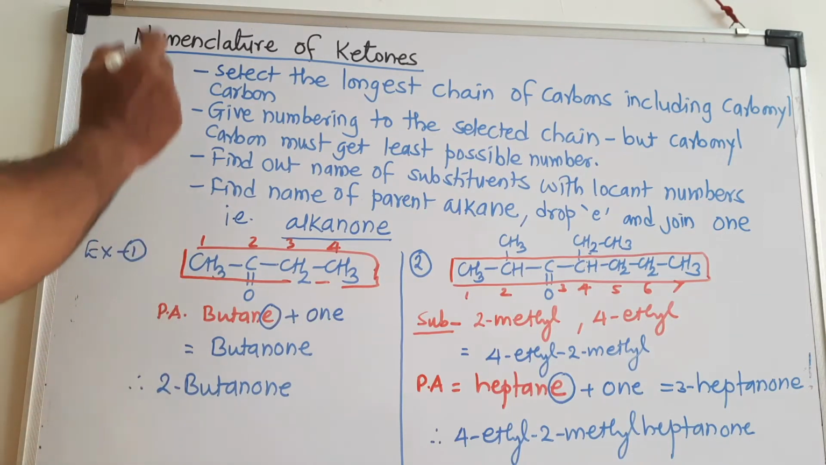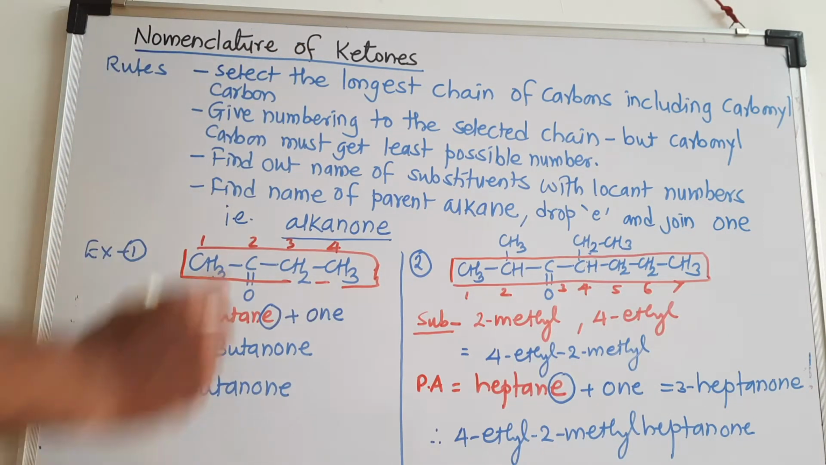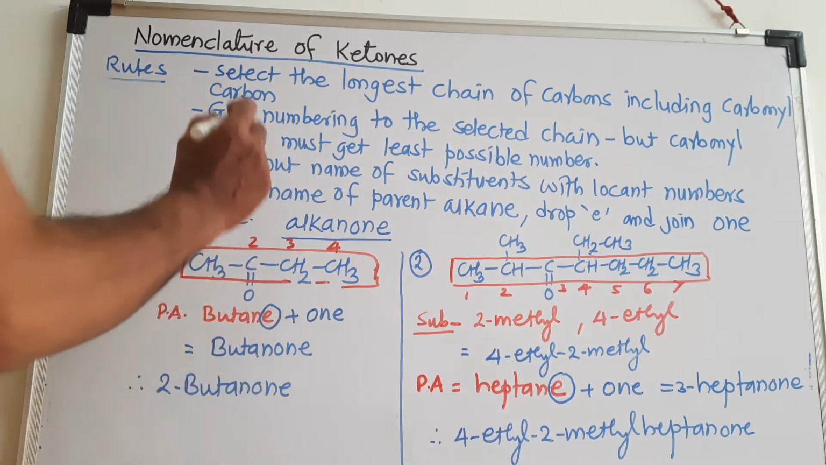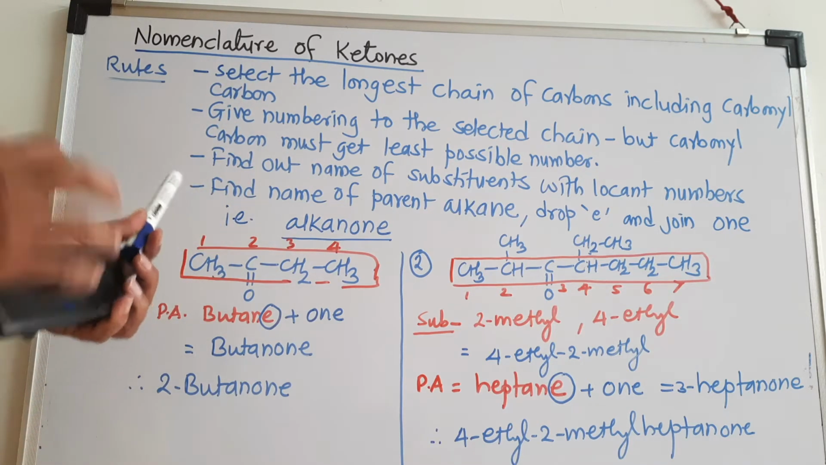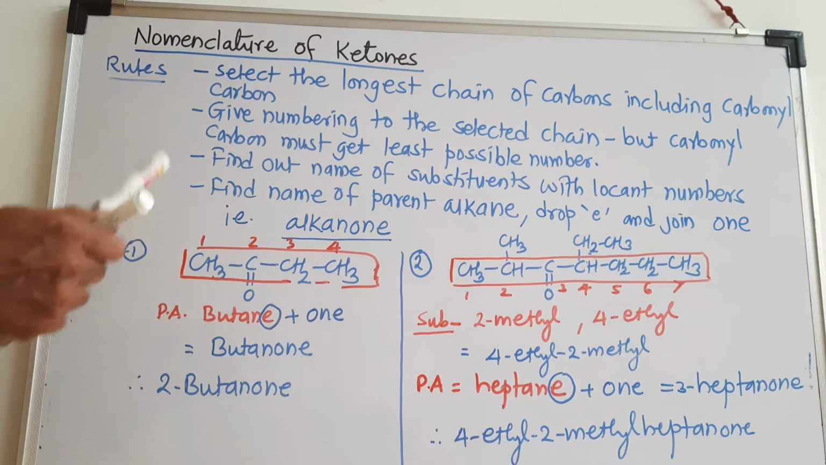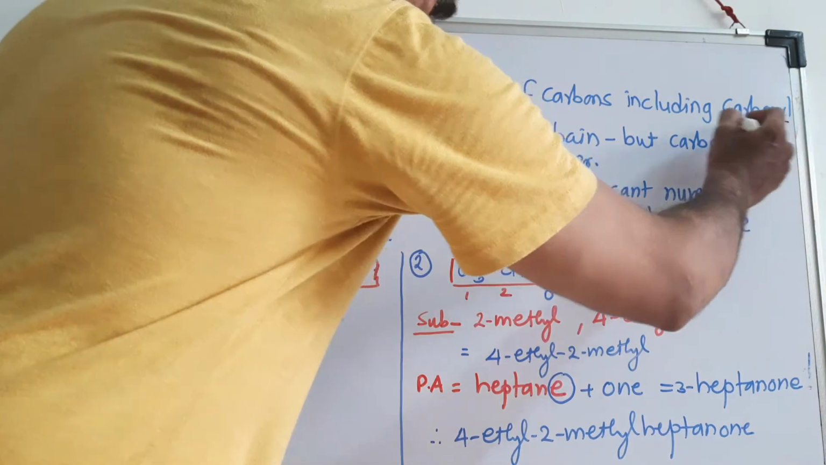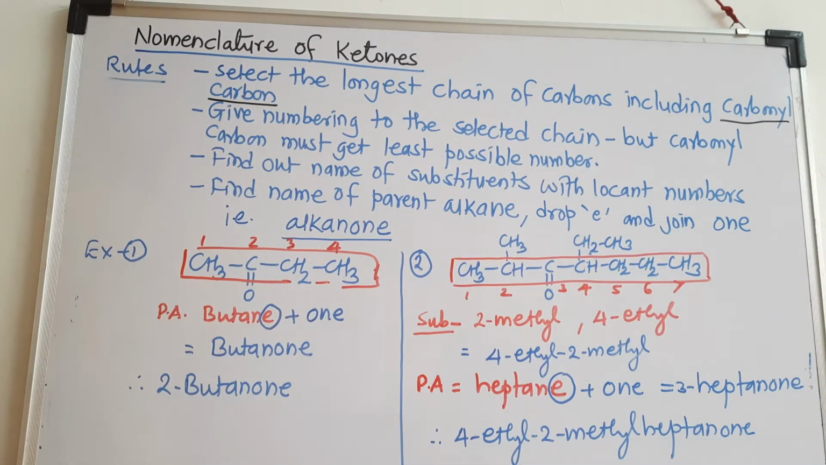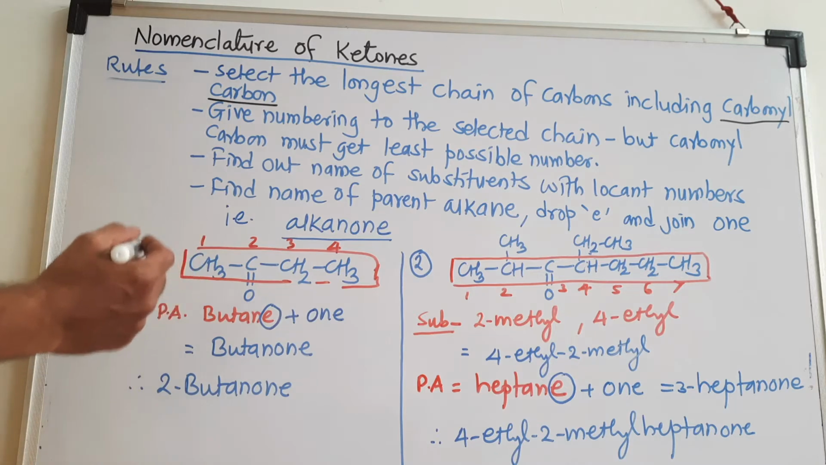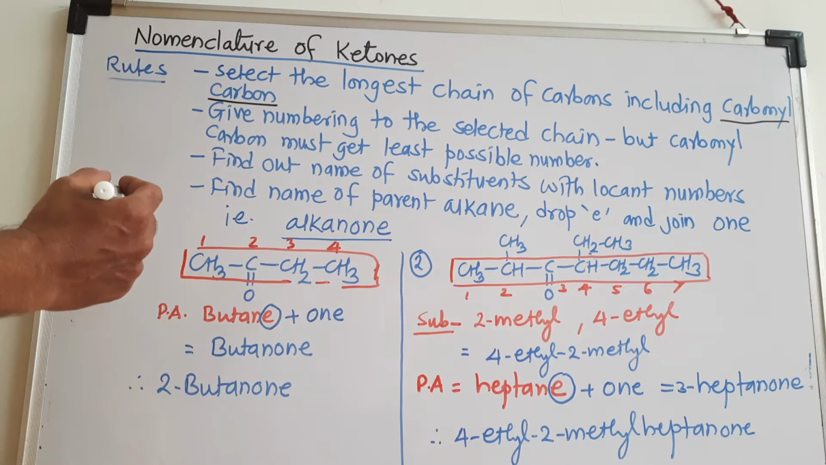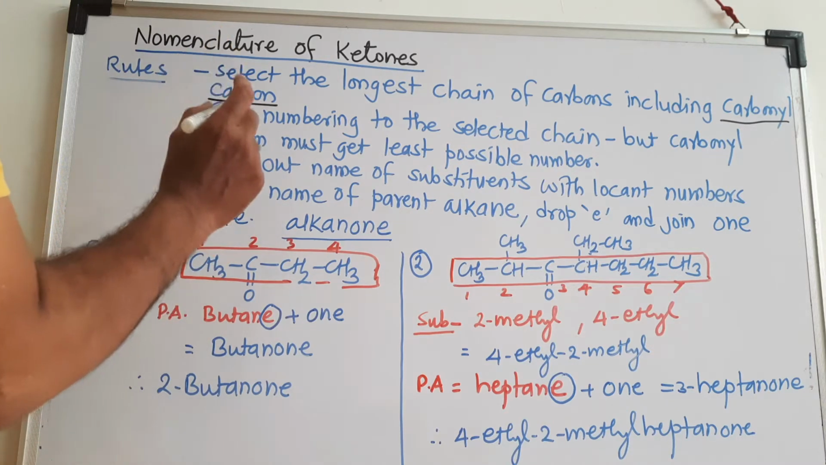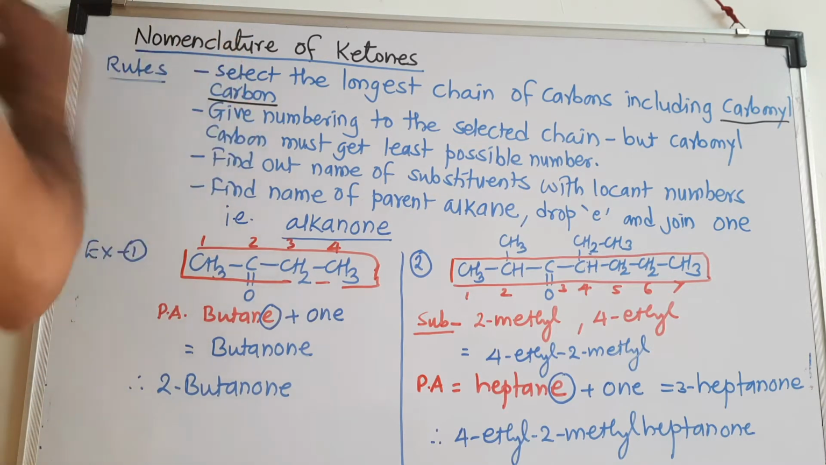Now we are discussing nomenclature of ketones. First of all, we'll see the rules for the nomenclature of ketones. First of all, you have to select the longest chain of carbon, including carbonyl carbon. Again, remember here, carbonyl carbon you can't skip. Again, provide numbering to the selected chain. But the carbonyl carbon must get the least possible number.